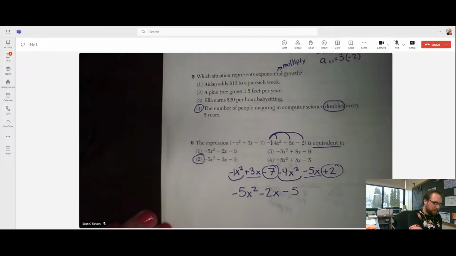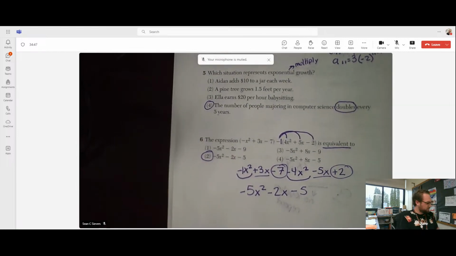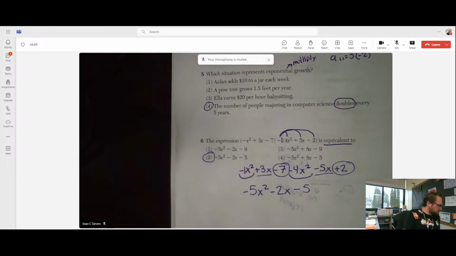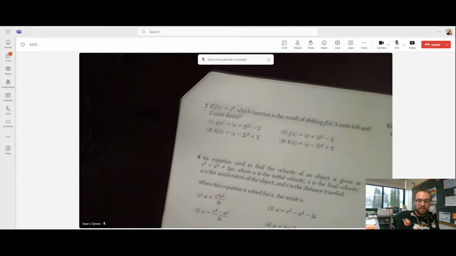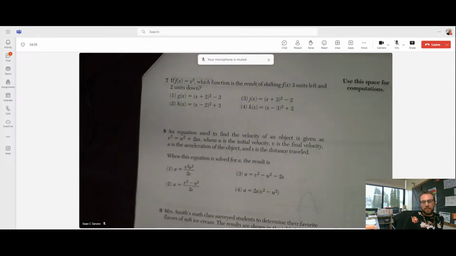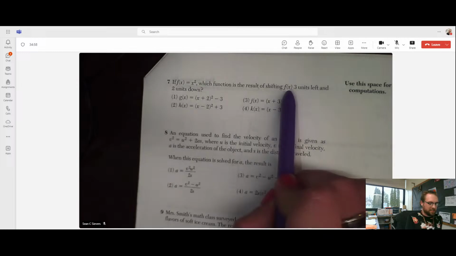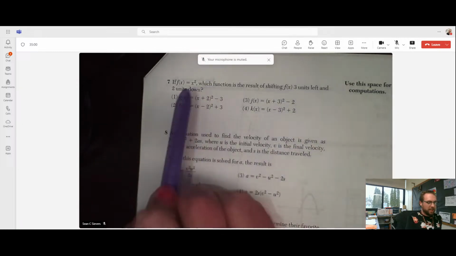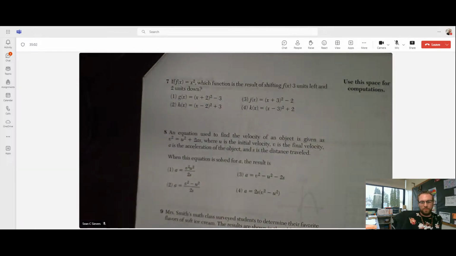Okay, let's go ahead and turn the page. I'm going to go on to number 7. So number 7 says, if f of x equals x squared, which function is the result of shifting f of x 3 units to the left and 2 units down?